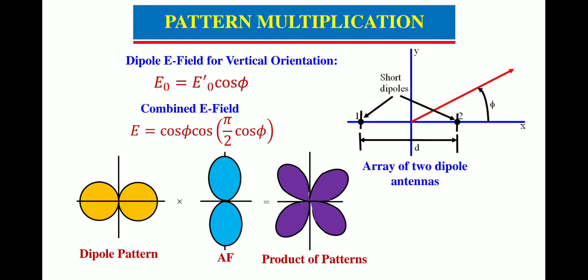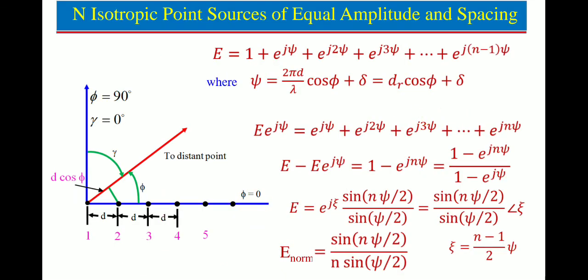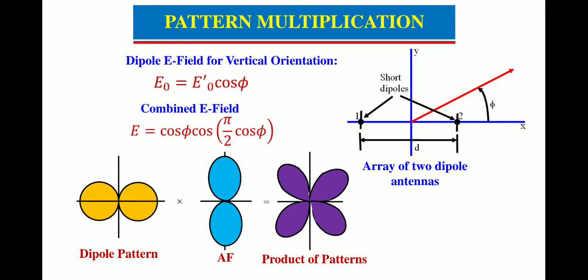So, the dipole electric field for vertical orientation will be equal to E0 E dash 0 cos phi, and combined will be cos psi by 2 cos phi, and the dipole pattern will be like this. Similarly, AF and the product of patterns will be this. So, this is the array of two dipole antennas we are considering here.